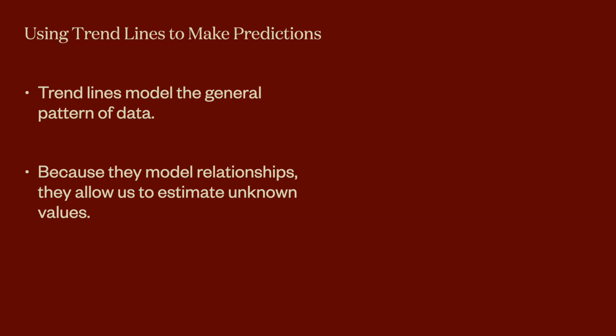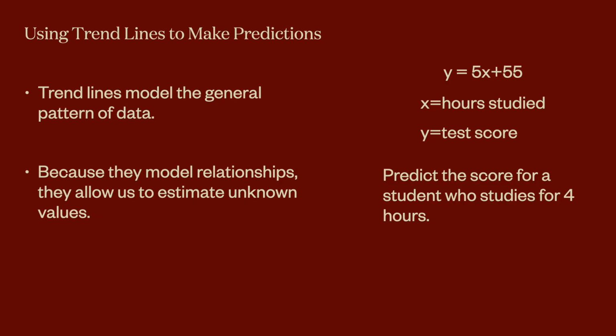values. So let's take a look at our equation that we came up with in the last lesson, which was y equals 5x plus 55. And in that problem, our x, or independent variable, was our hours studied, and y was our test score. And let's ask ourselves a question. I want to predict the score for a student who studies for 4 hours.